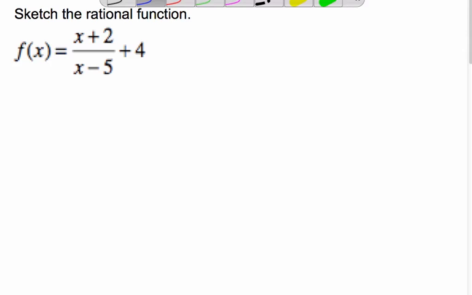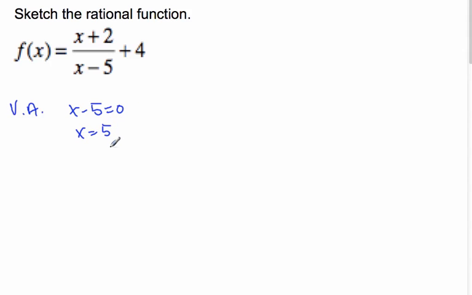All right, everyone. Today we are going to sketch a rational function. And we know that rational functions typically deal with asymptotes. So if we're going to look for, let's say, vertical asymptotes first, I want to consider the bottom of my fraction. I want the bottom of my fraction to equal 0 because I know it's not allowed to be 0. And so I end up with a vertical asymptote at x equals 5.